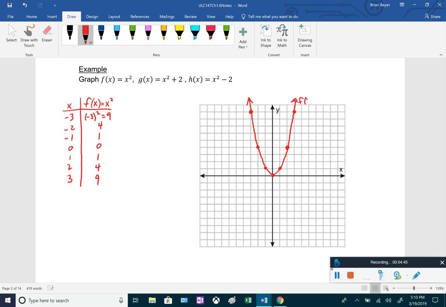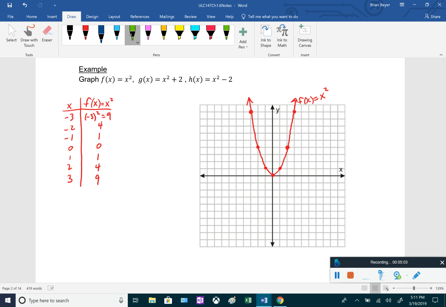So this will be f of x equals x squared. Anytime we're dealing with a function where it's quadratic like this, that should be the first thing that comes to your mind. You should be able to plot this pretty quickly. So let's graph g of x. g of x is x squared plus 2.